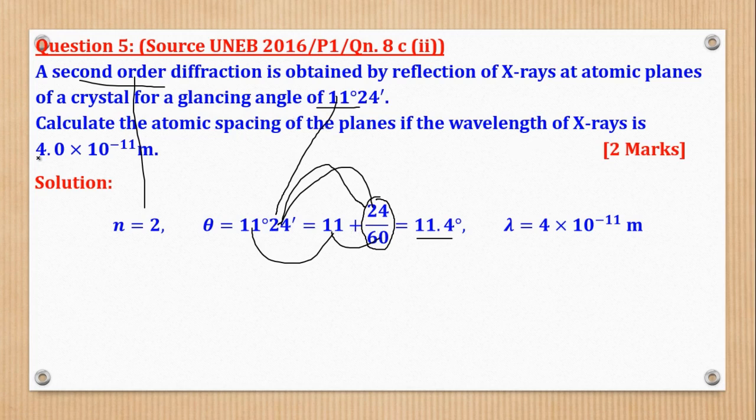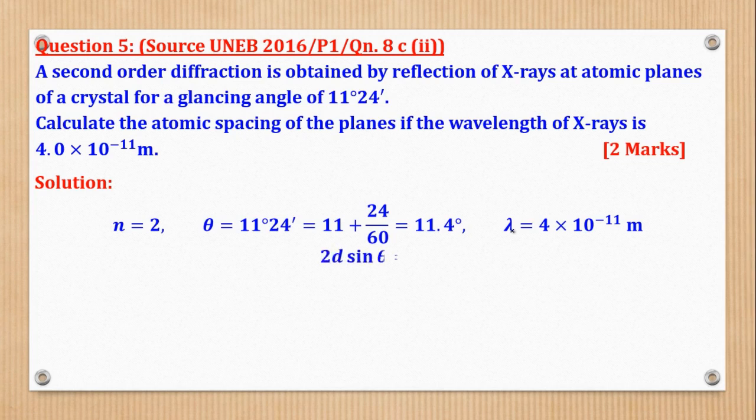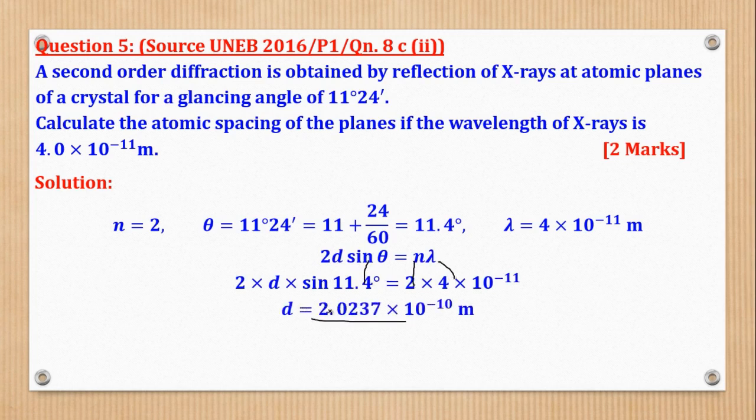Then the wavelength is here. So that was what is given. Next is to quote the formula and substitute. So substitute for theta and lambda. Then they will be equal to that, and that's what they wanted.